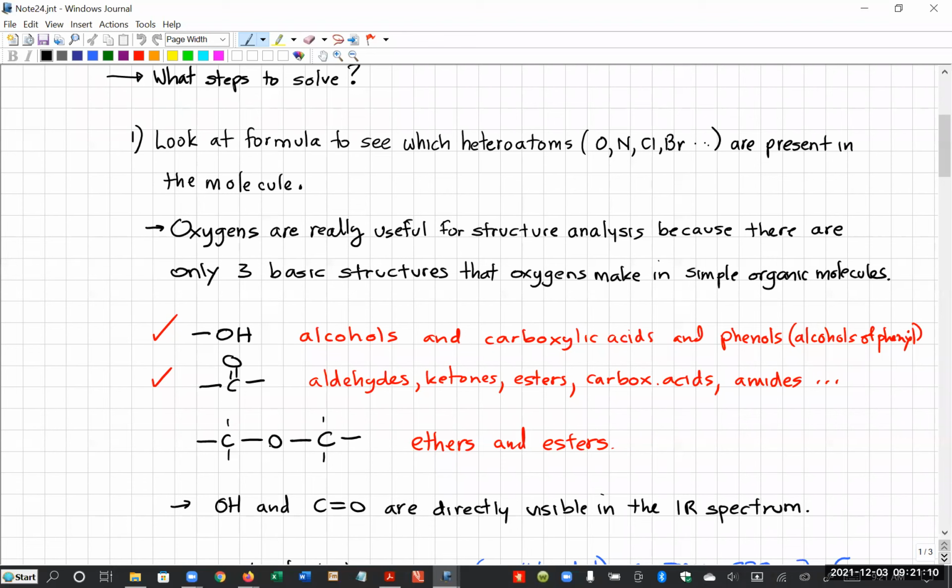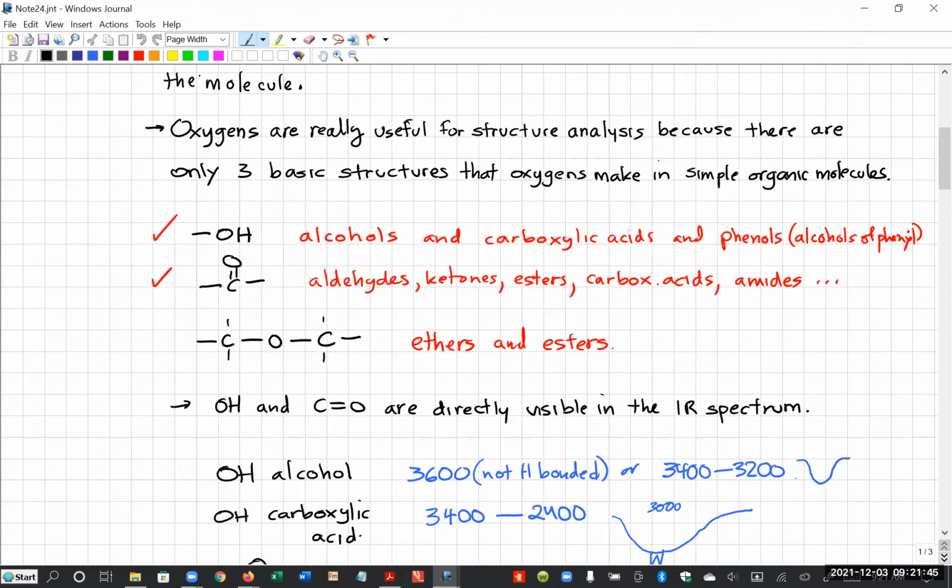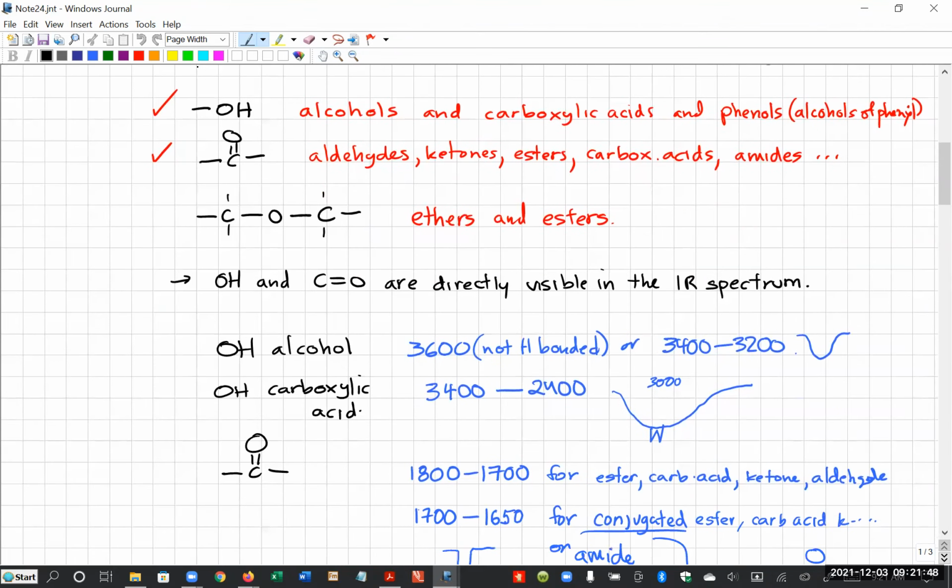Finally then, oxygens can form a structure where there's a carbon on one side, there's an oxygen in the middle, and there's a carbon on the other. And we see this in functional groups like ethers. We also see this in esters, okay? And so when we have an oxygen, we basically expect to see one or more of these structures, depending on how many oxygens there are in the molecule. Well, what's really useful about this for us, if we're trying to determine the structure of a molecule, is that two of these structures, OHs and C double bond Os, are directly visible as peaks in an IR spectrum.